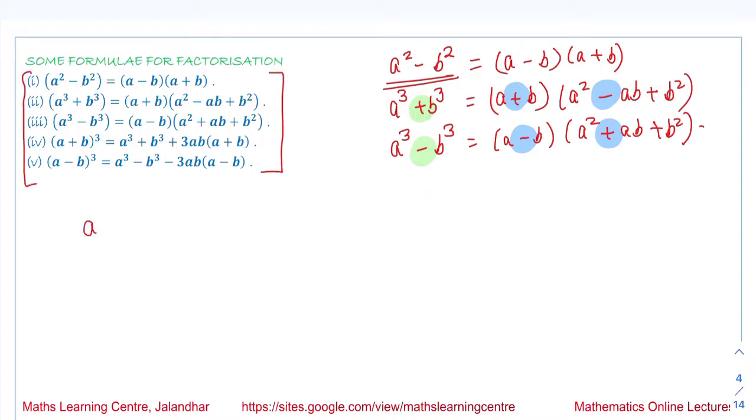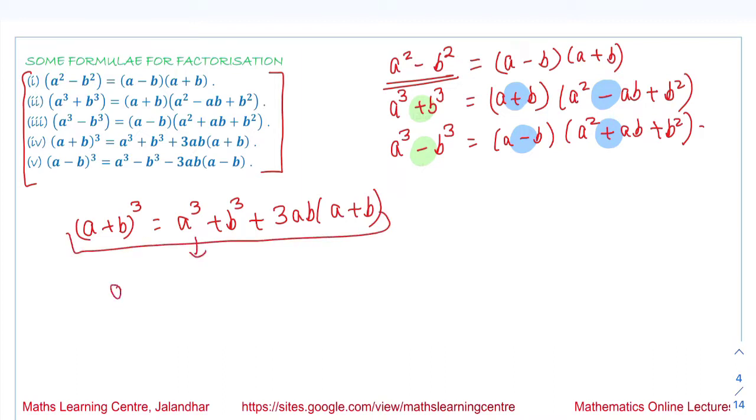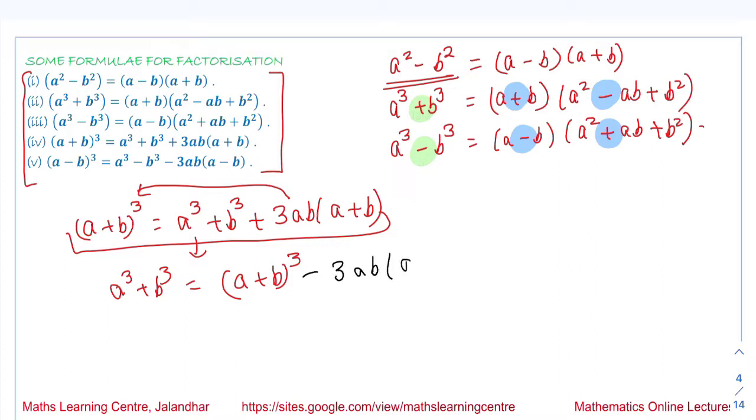And next is a plus b whole cube. It is a cube plus b cube plus 3ab into a plus b. From this formula only you can derive the formula. It is a cube plus b cube. We send this term to this side, so it is equal to a plus b whole cube, and the plus sign now becomes the minus sign. It is minus 3ab into a plus b. So this is equal to, you take a plus b common.